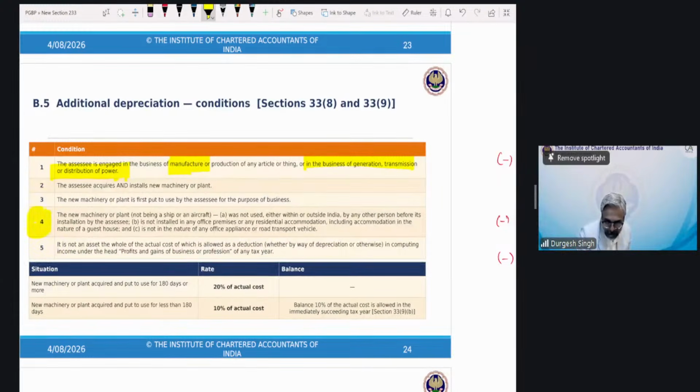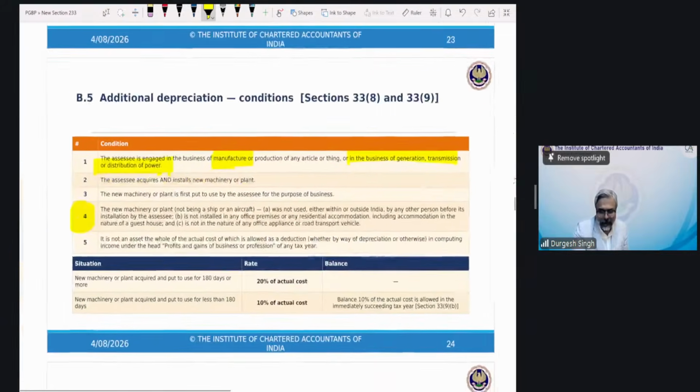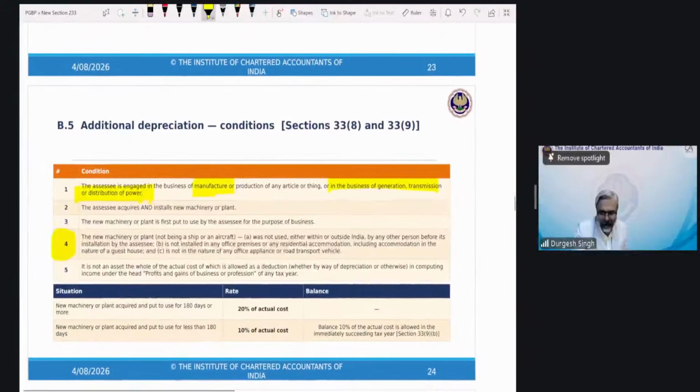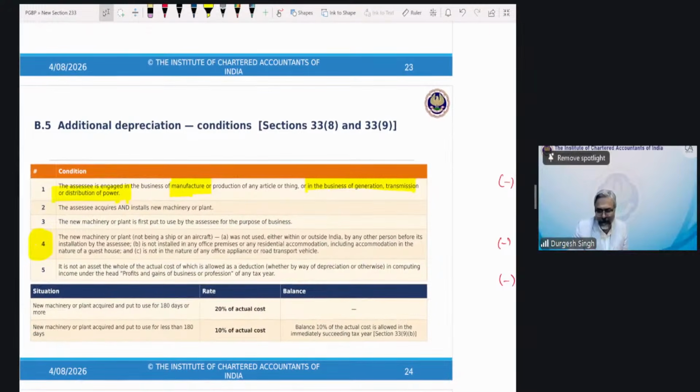Point number 4 becomes an important list for all of you. Point number 4 says the new machinery or plant not being a ship or an aircraft, which means that ship and aircraft are already eliminated. This is already a part of the negative list. And then point A, was not used either within or outside India, means second hand is also out. This second hand is creating another negative list.